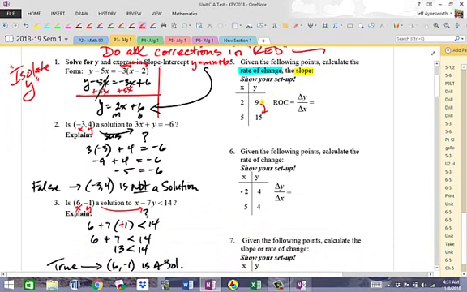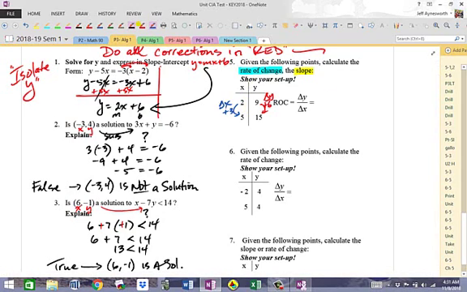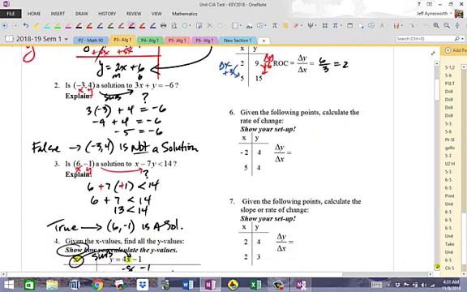So the change from 9 to 15 is a positive 6. That's called delta y. The change from 2 to 5 is obviously plus 3, and that's called delta x, because these are x values, or change in x. So your rate of change is 6 divided by 3, which is 2. It's that simple.